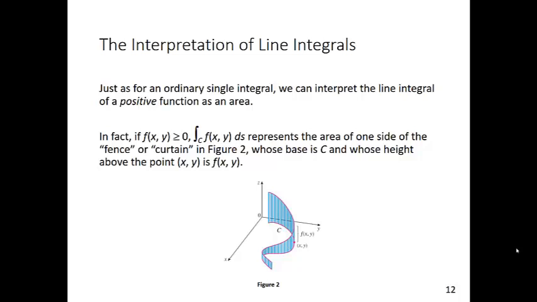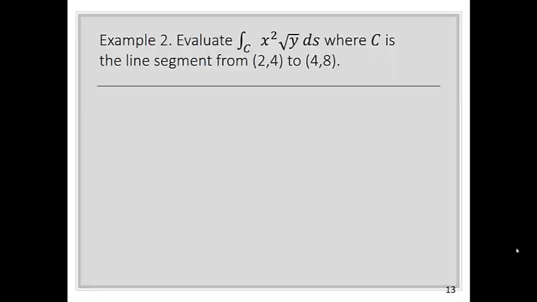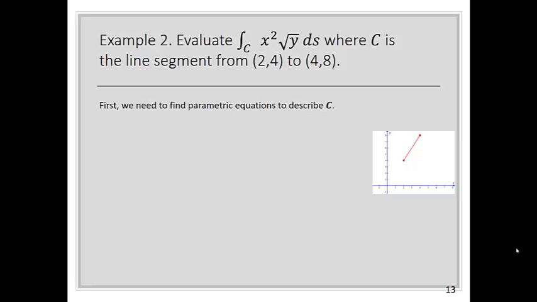Great, let's do one last example. Let's evaluate the line integral of x squared times the square root of y, where our curve is the line segment from (2, 4) to (4, 8). So first, we always need to find parametric equations to describe our curve, and in this case, our curve is a line segment. And there's a trick for line segments.